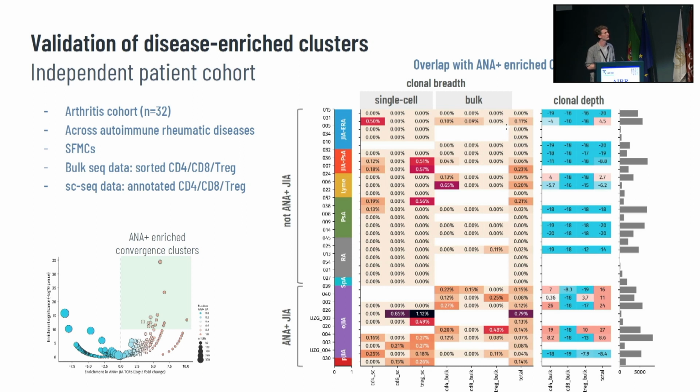We also noticed that they are not only present, but also more expanded in our ANA-positive patients versus the other groups. This pattern is not completely unique. There are other patients that have TCRs from these clusters, but there is at least some statistical power for this.